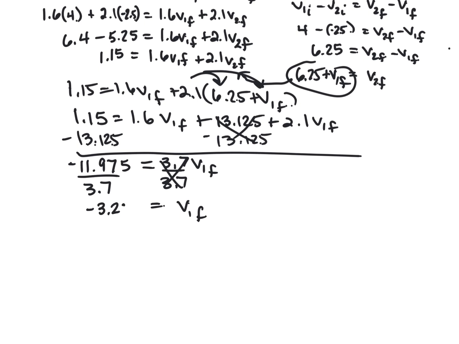Okay, so now V sub 2 final is going to be equal to 6.25 plus that negative 3.24, and I should put meters per second here, and that will give me my other one. So if V sub 1 is going backwards, which we suspected it was, 6.25 minus that 3.24 gives me the other one going positive forward by 3.01.